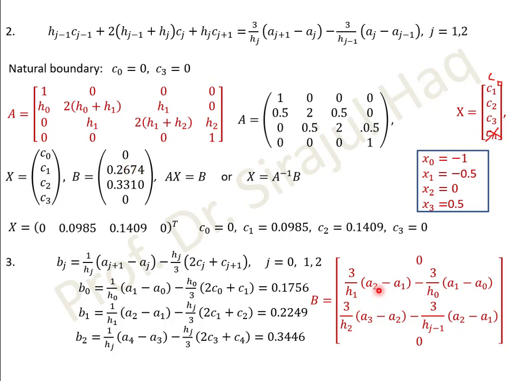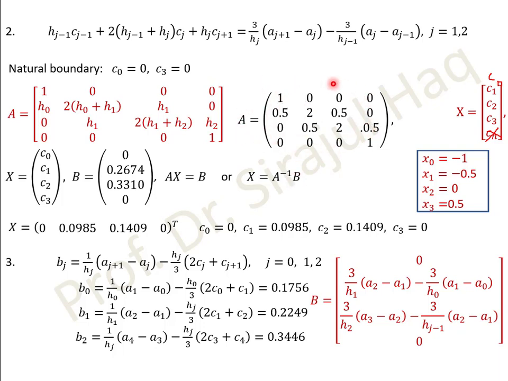Substitute the values of Ai's and Hi's in this matrix. You are getting this matrix B, which is known quantity. Now, AX is equal to B, X is equal to A inverse B. You can find out. Now, in the last case, some of the students were asking that this is very lengthy. But now you can see that this is very short and you can find out.